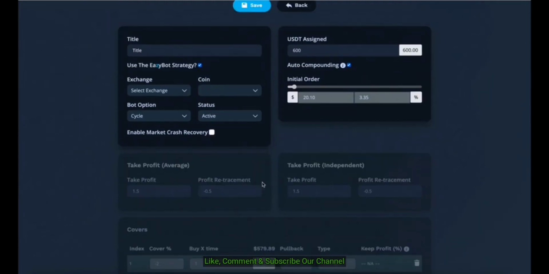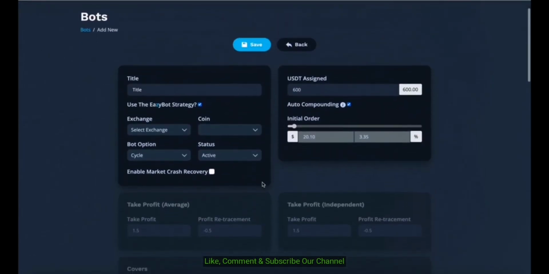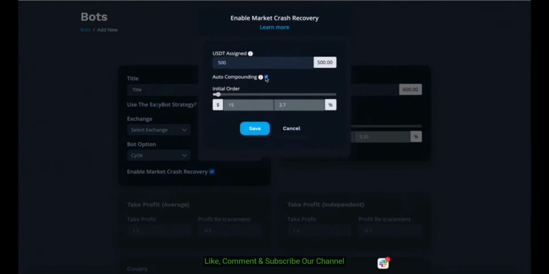Well, market crash recovery recognizes that there's still profit to be made, even if the market has dropped severely, 60, 70, 80%, there's still a market there. And so how do we extract profit out of that market? Well, when you enable market crash recovery, how much USDT do you want to give to market crash recovery?